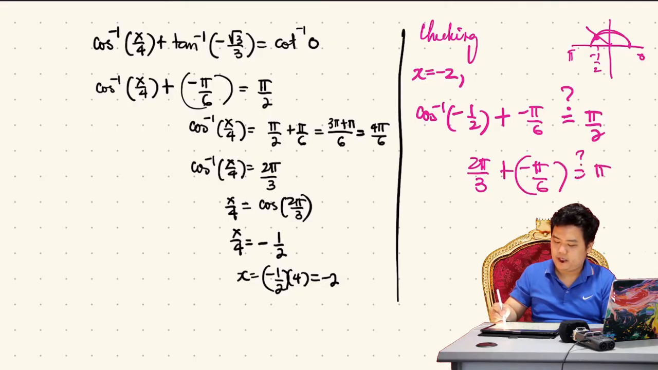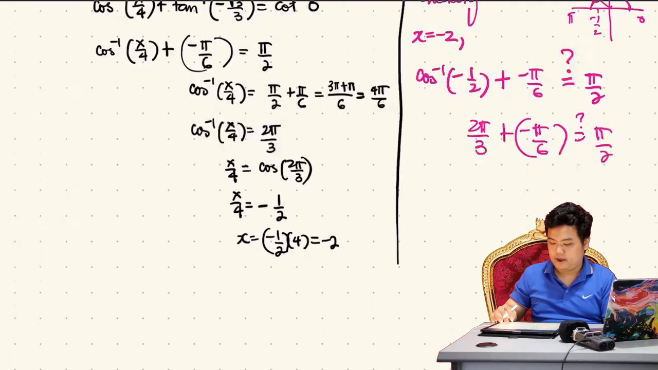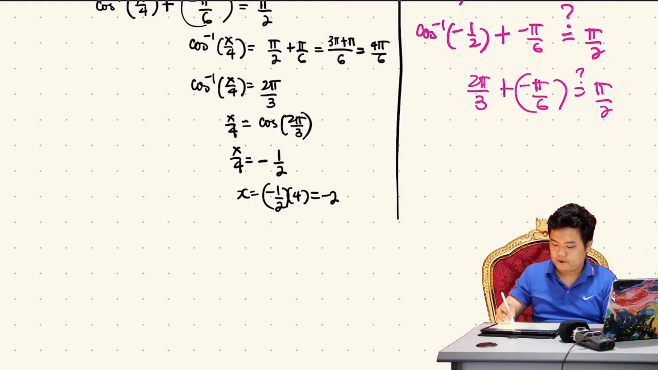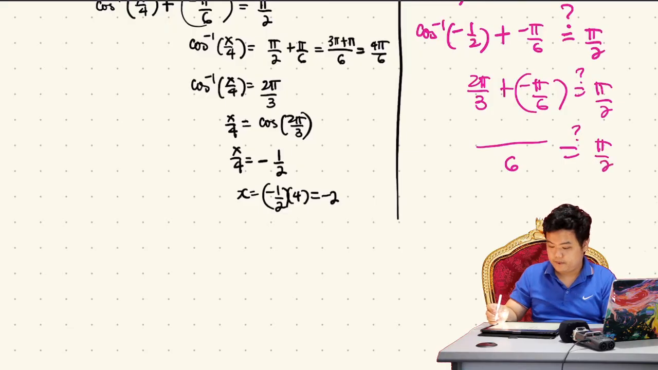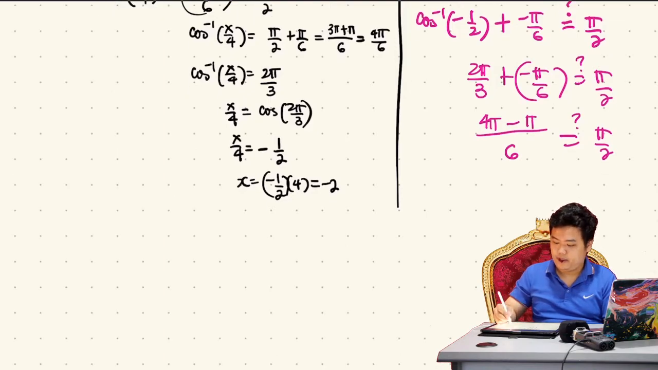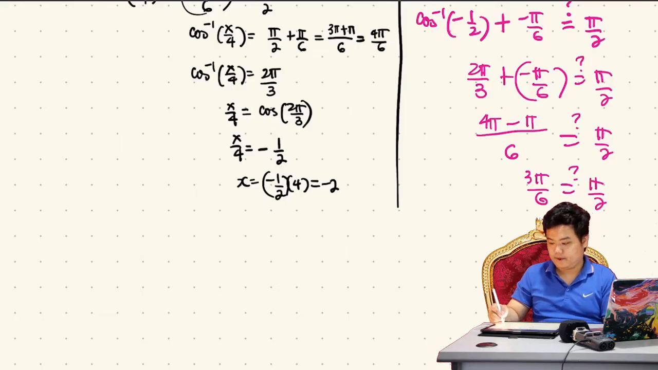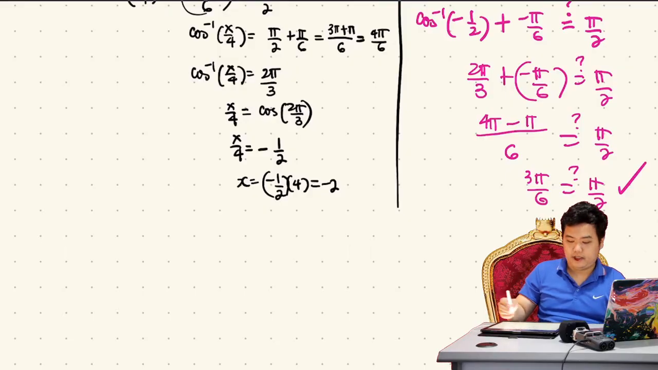Are these two equal? So, let us check. LCD is 6. 4 pi over 6 minus pi over 6. Okay. 3 pi over 6, is it equal to pi over 2? Yes. So, nasa-satisfy ni x equal to negative 2, sagot. Therefore, x is negative 2.